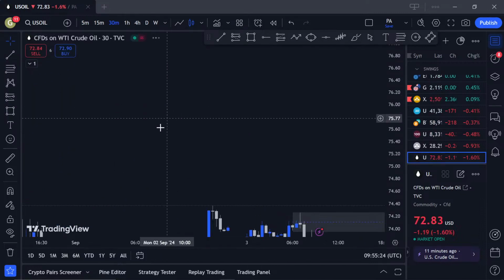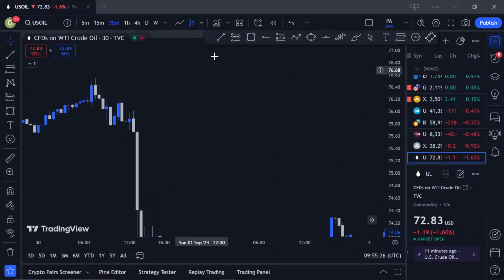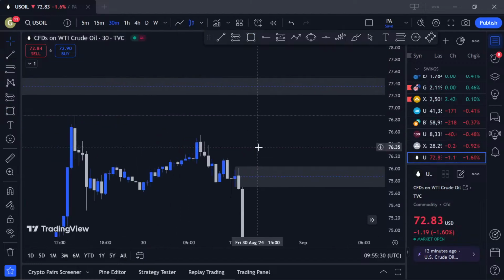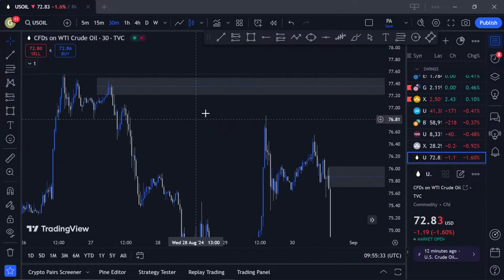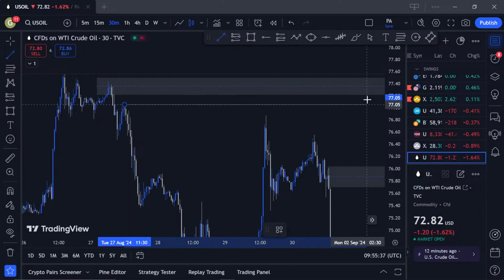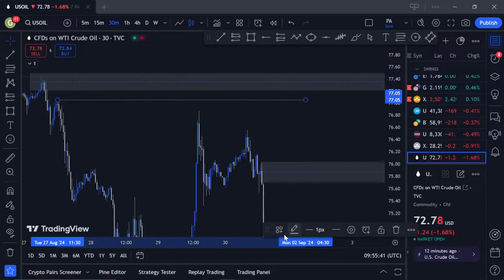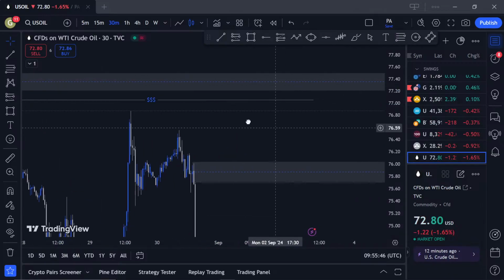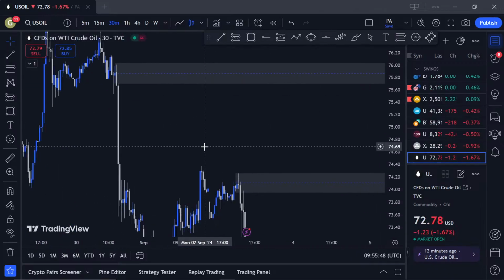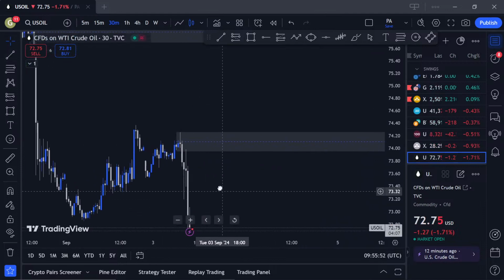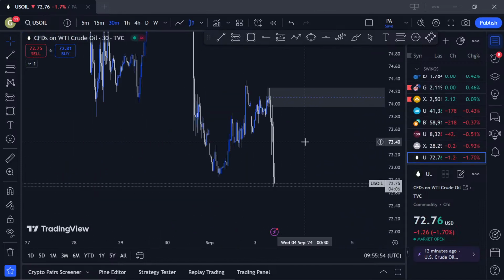Now let me drop to the 30 minutes. That level is still okay. On the 30 minutes, here is another level here. Yep, this is all about the levels we actually have on the 30-minute time frame. So US oil is full of selling opportunities, honestly speaking. This whole market is all a sell.